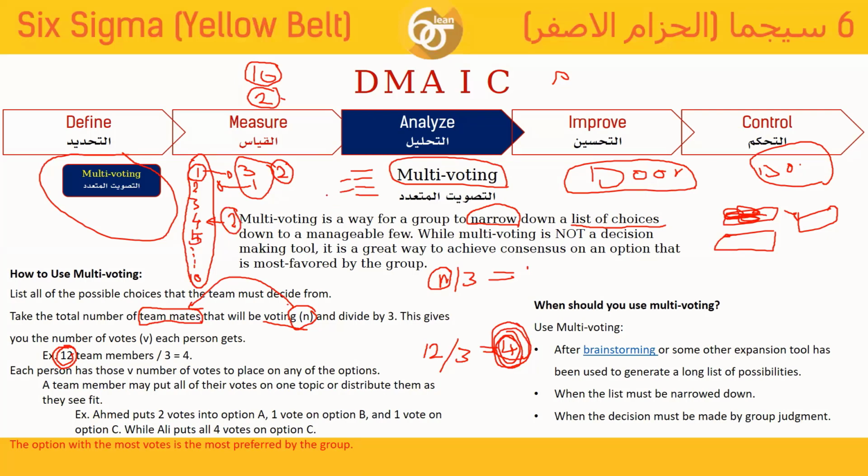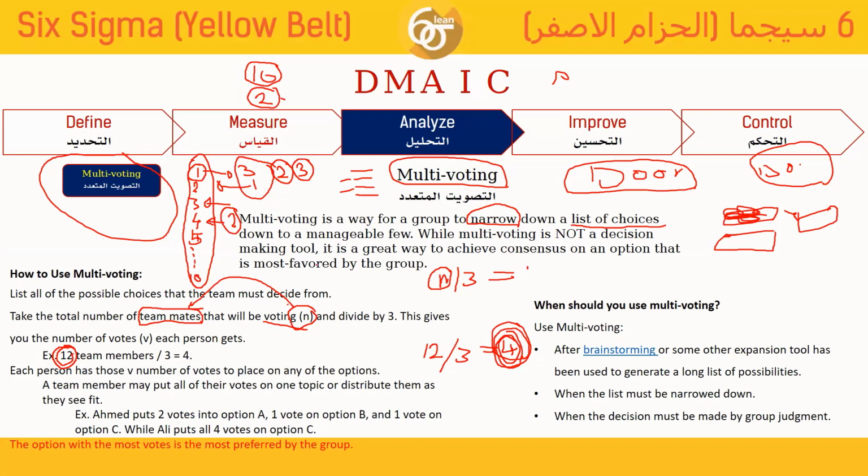Then Said will come. He also has only 4. Said will say, I agree with Majid. I will give 3 to X number 1. I will give 1 to X number 3. I think X number 3 can also be the main root cause for this problem.